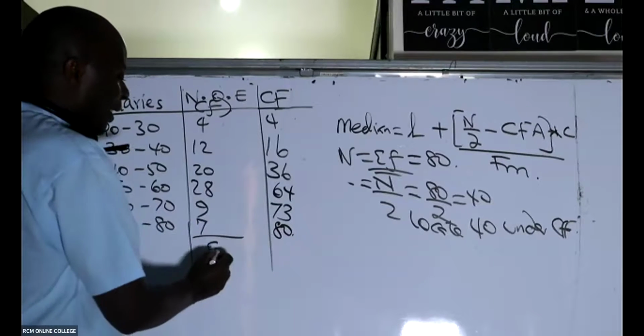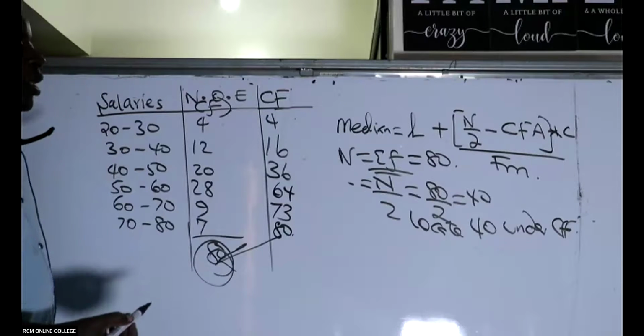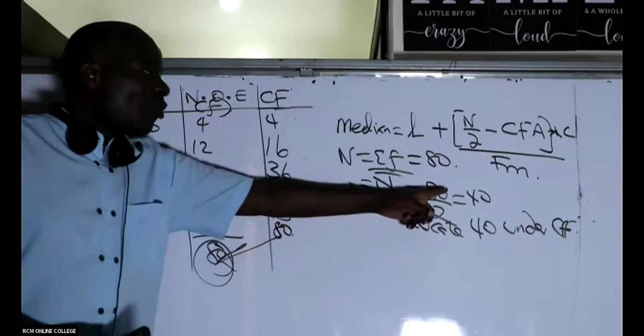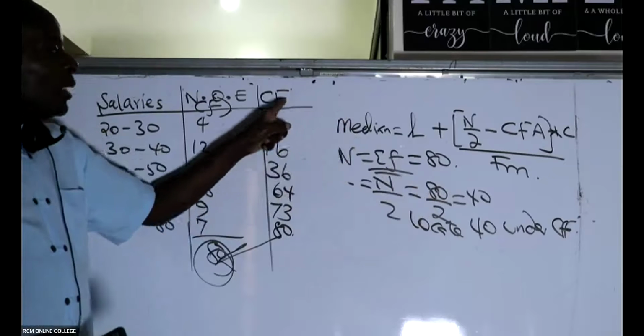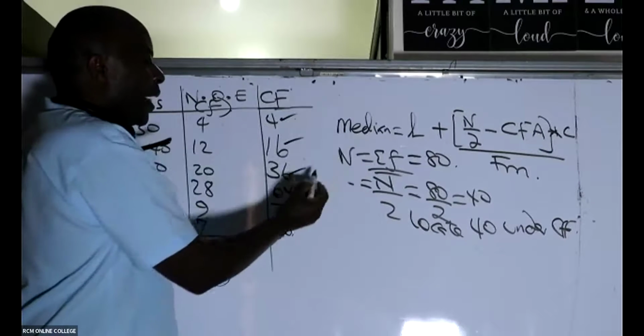That gives us 80, which of course adds to this. They have to tally like that. So then locate 40, this n over 2, in the cumulative frequency. So this 40 will not be here. It won't be here.